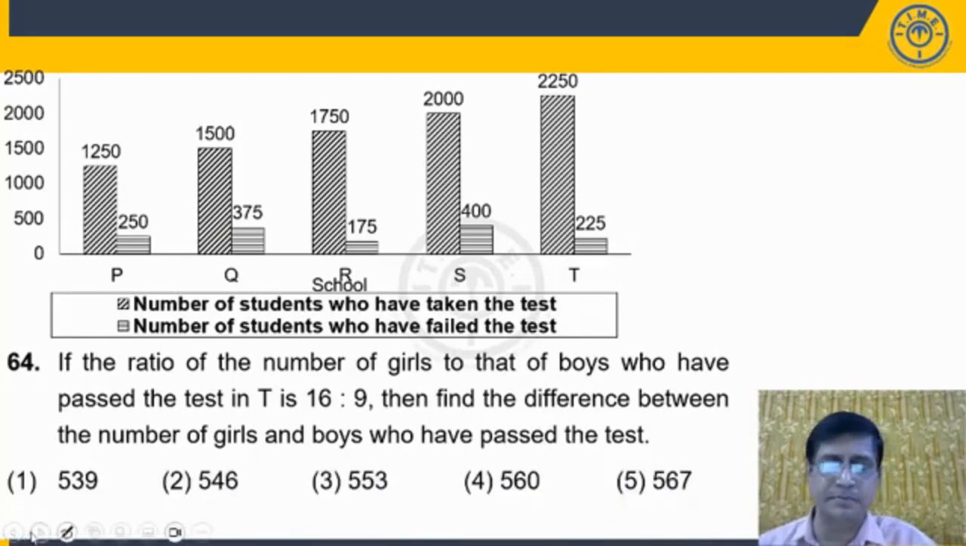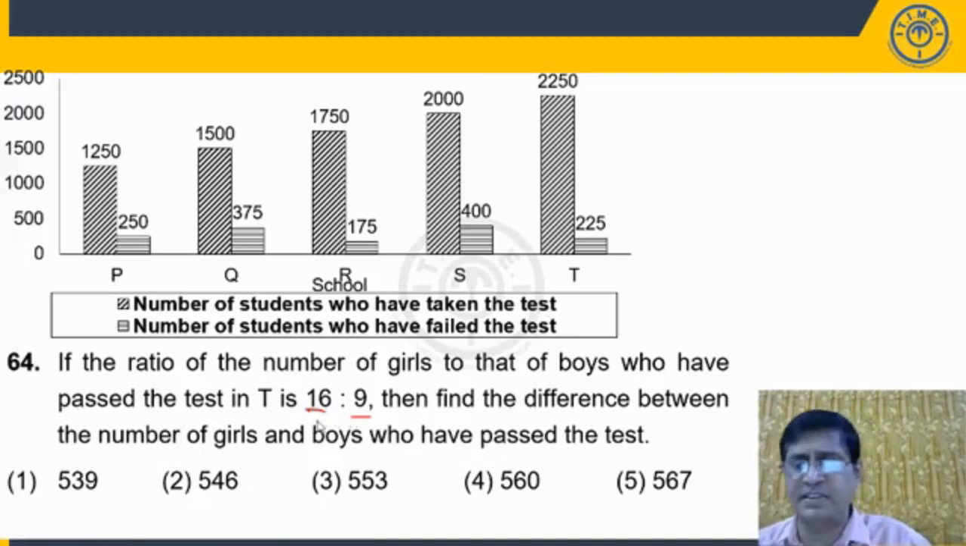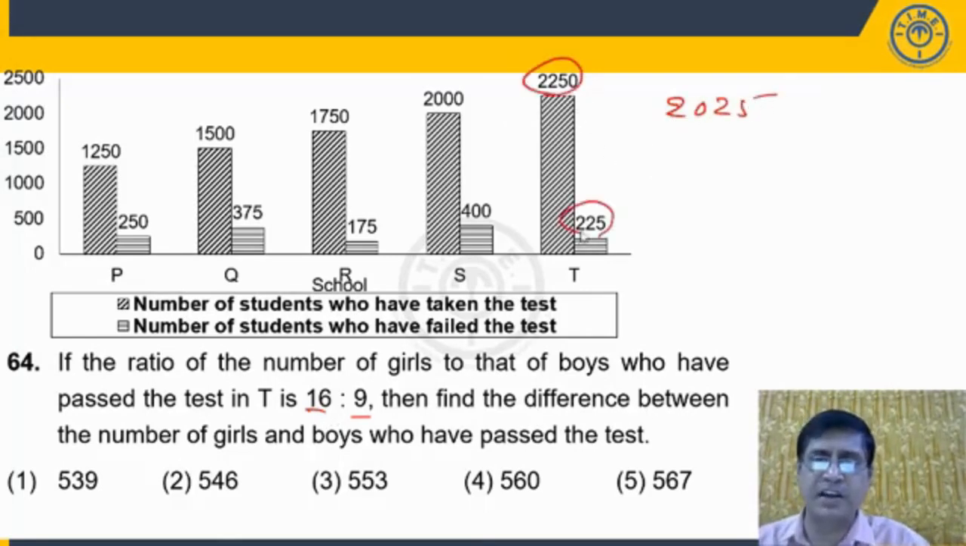Now look at the next example. If the ratio of the number of girls to the boys who have passed in the test in T is 16 is to 9, then find the difference between the number of girls and boys who passed the test. So the number of girls and boys who passed the test in T is given. How many students pass in T? 2250 minus 225, that is 2025. The number of students passed from T is the difference of these two, that is 2025.